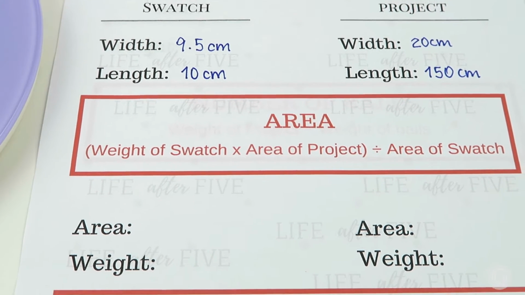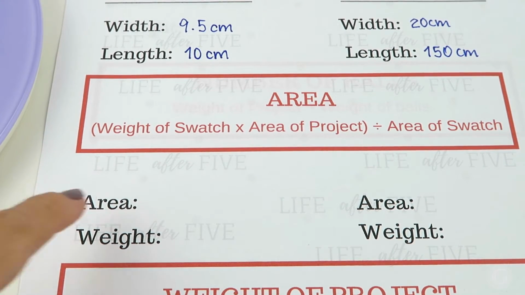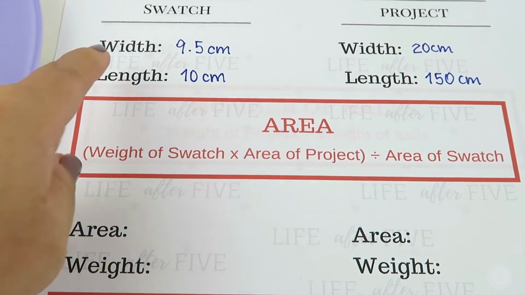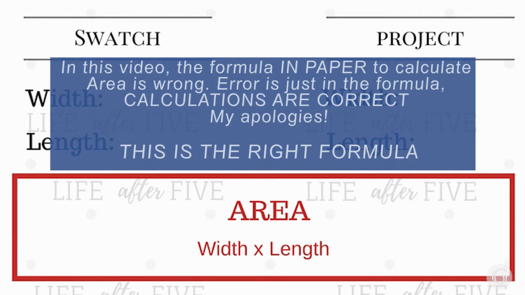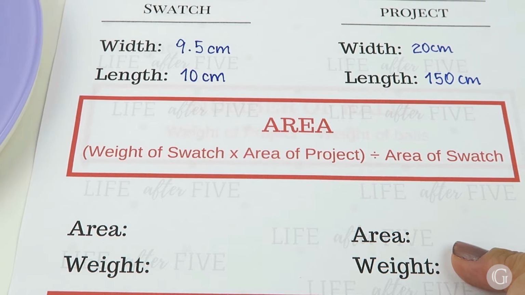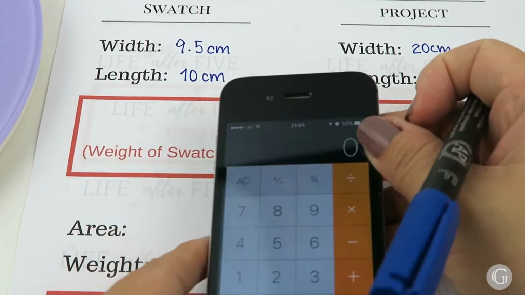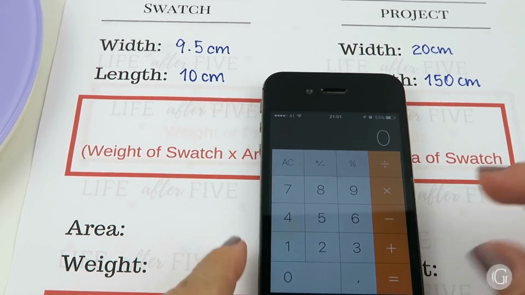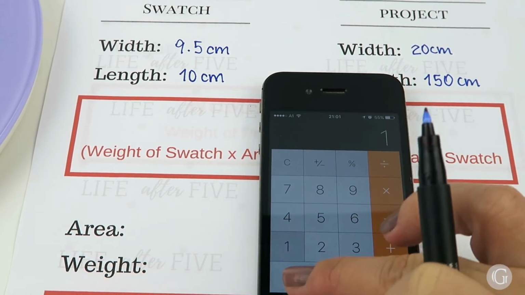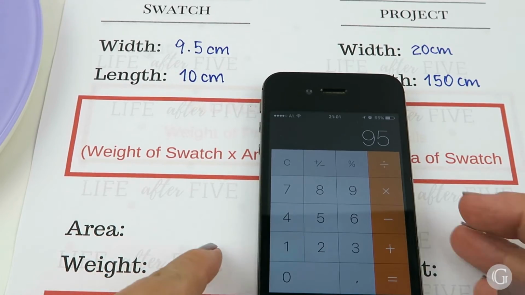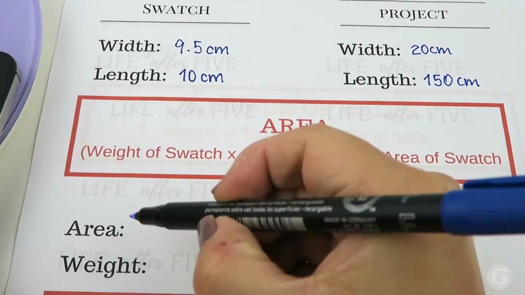The next thing that we are going to do is just to calculate the area of the swatch and the area of our project. For this, we are going to use our calculator. Okay, so we have 9.5 times 10, 95. That's the area of the swatch.